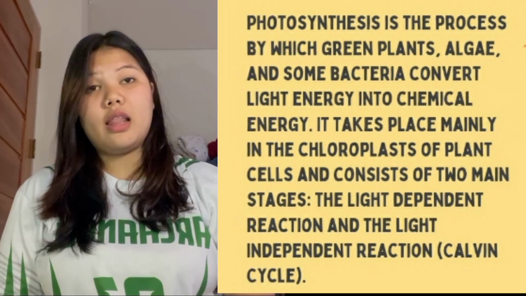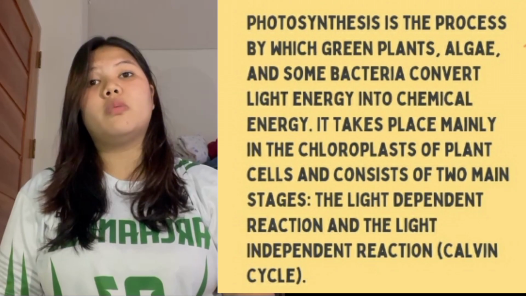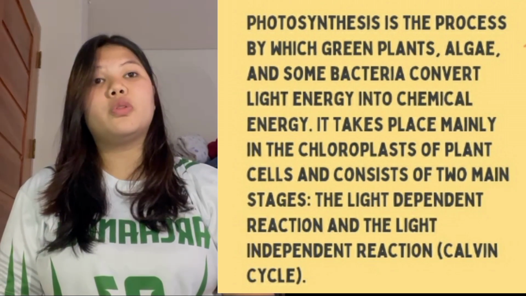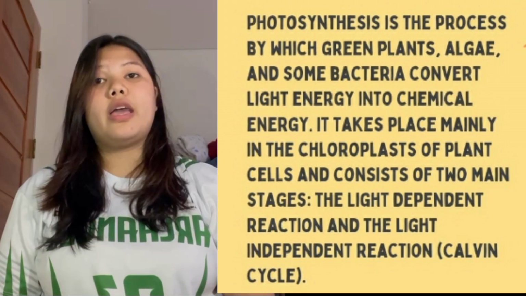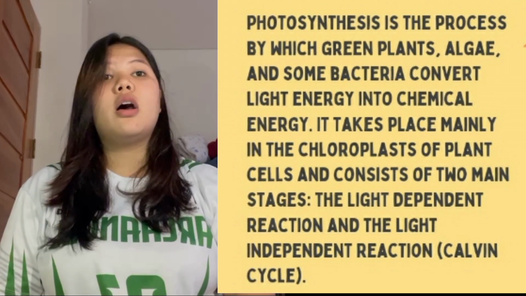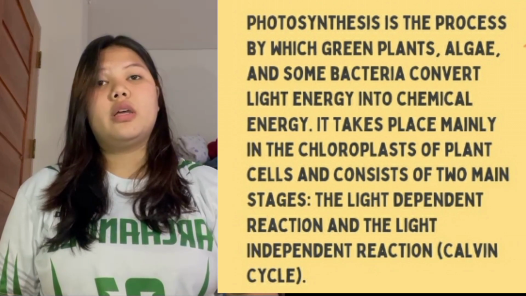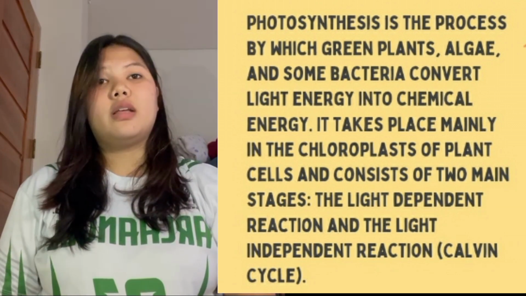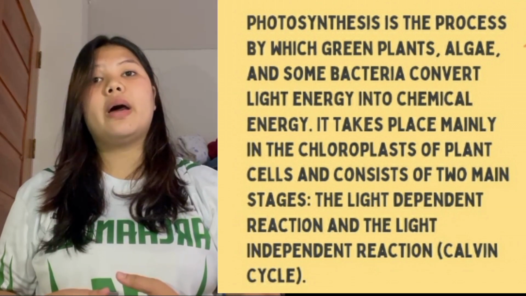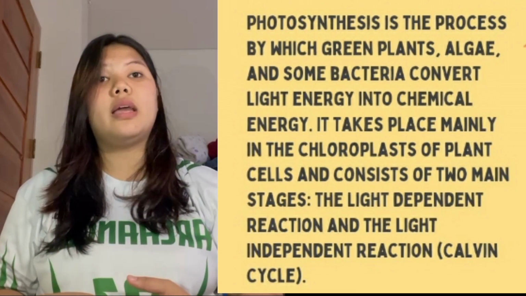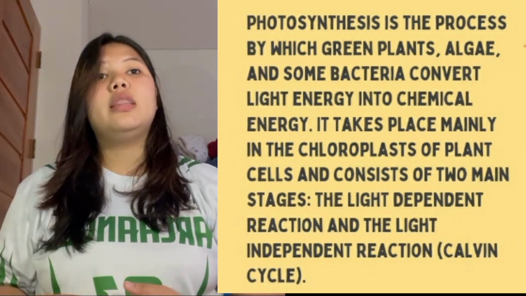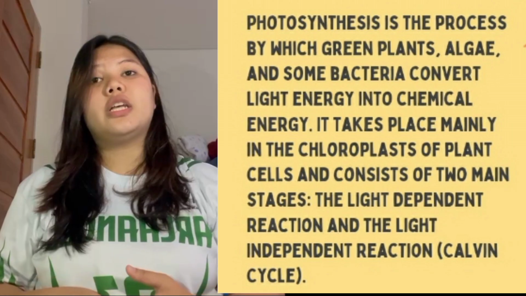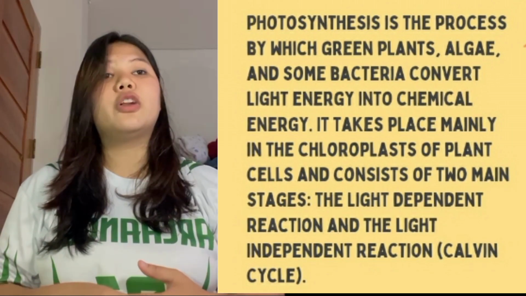In the light-dependent reaction, sunlight is absorbed by chlorophyll to produce ATP and NADPH, while water molecules are split to release oxygen. In the Calvin cycle, carbon dioxide is combined with ATP and NADPH to produce glucose, which plants use as food. This glucose provides energy not only to plants but also to other living things.